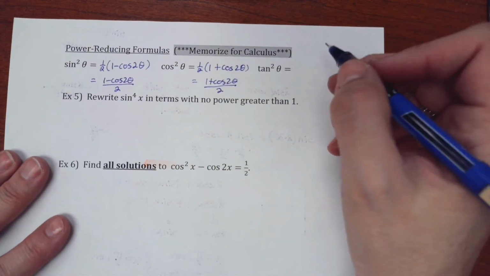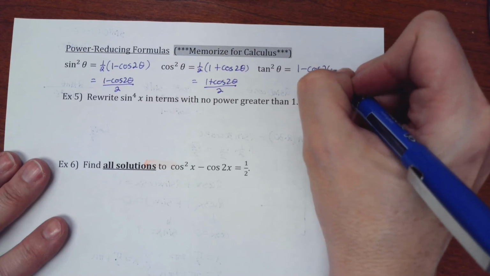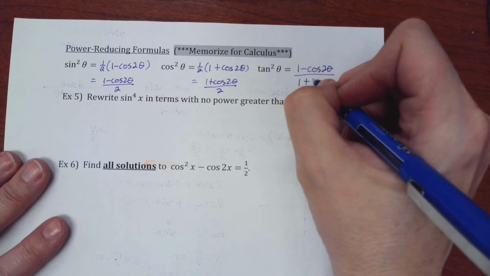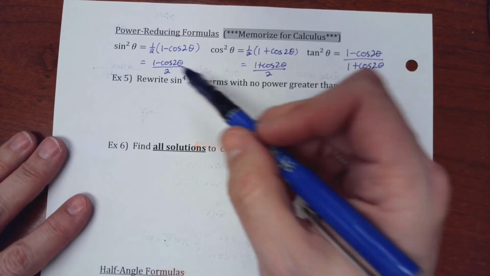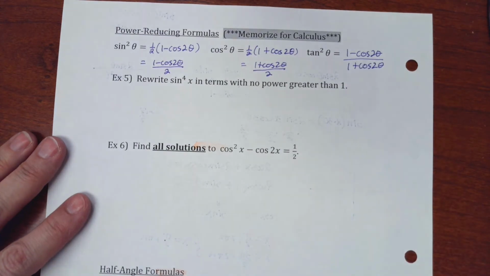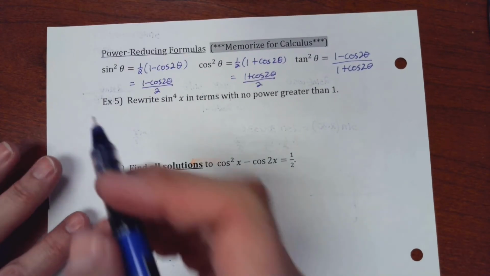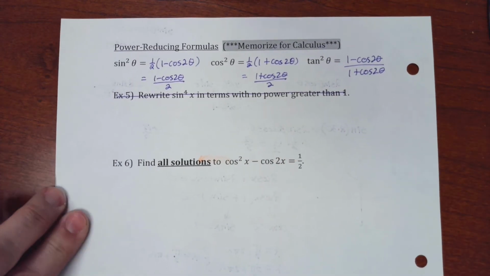And then over here, tangent squared, you don't use a lot, but 1 minus cosine 2 theta over 1 plus cosine 2 theta. So you can tell, tangent is the sine over the cosine. So if you put these over each other, you can kind of see how it makes that. All right, we're not going to do example 5. Let's just not do that one.